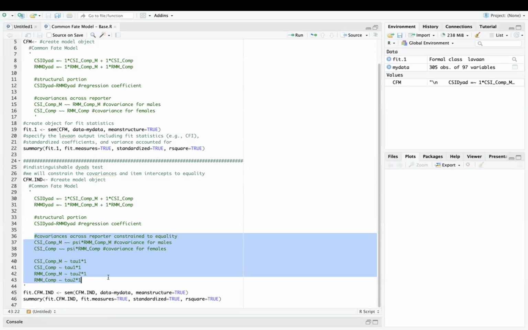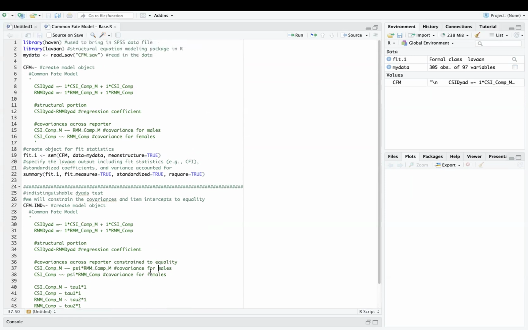Where we begin to constrain different pathways, we are going to start at the covariances. In the common fate model, you have the two latent variables that are indicated by each dyad member's reports on the construct. And then you have covariances across the two common fate variables. So you have the male reporter on common fate variable 1 and the male reporter on common fate variable 2, and there's a covariance there. And you have the same thing for women in this example, since we're using heterosexual couples.